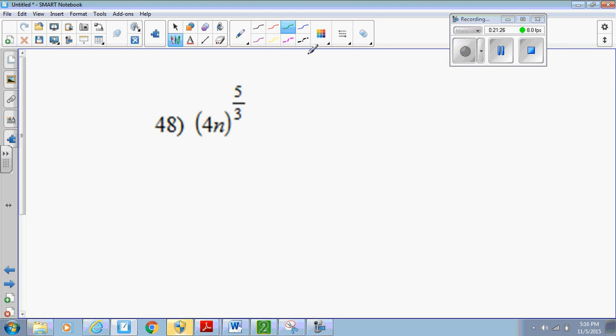For this problem, we're going to go backwards. So basically, we're going to write 4n under the radical symbol, and we've got to figure out where the 5 goes and where the 3 goes. The bottom number always goes here. The top number, typically, we just put it out here like this.